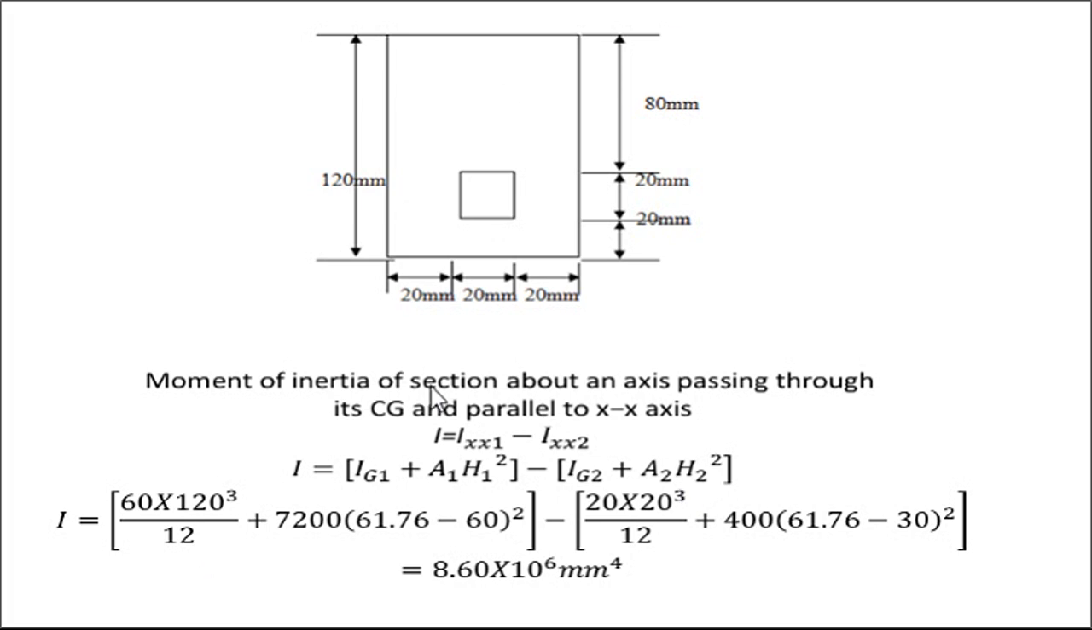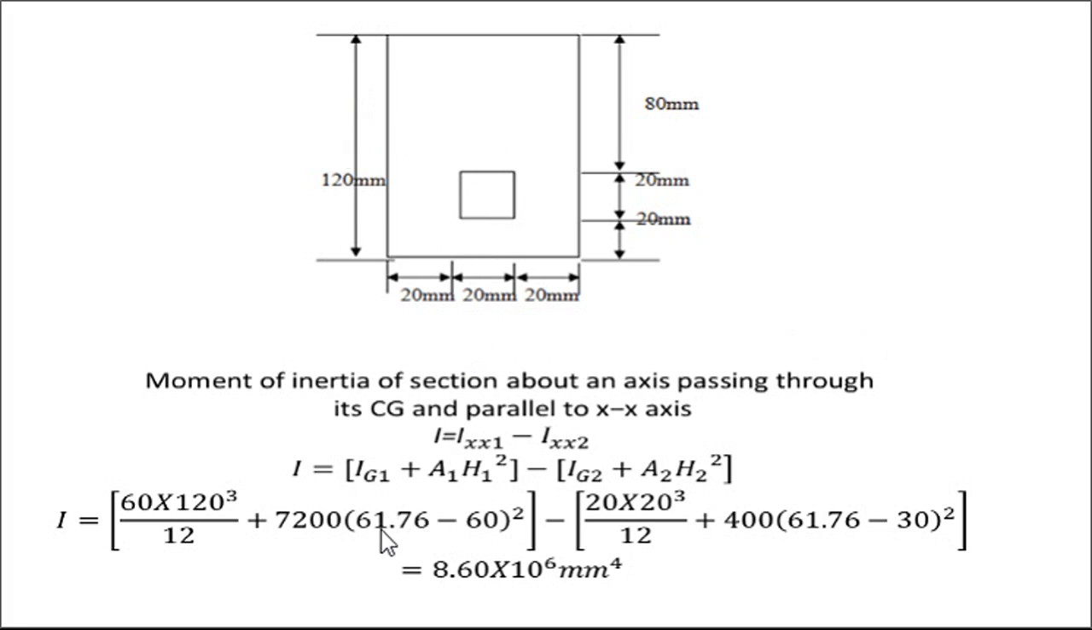So first of all, Ig1 means the moment of inertia of the total rectangular section, this exterior rectangular section, that is BD cube by 12, where B is 60 and D is 120, so 60 into 120 cube divided by 12. After that, A1 of this section is 7200. And how do we determine H? It is the distance of the CG from the neutral axis. The CG of this section is 60, because the centroidal axis is half of the 120 of this section.